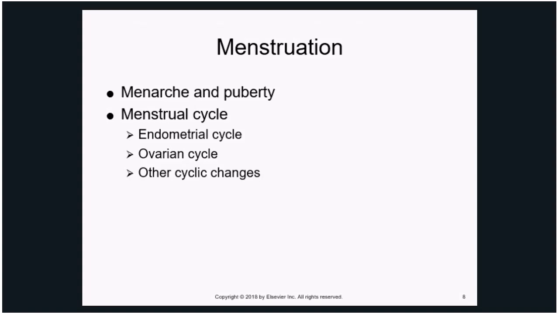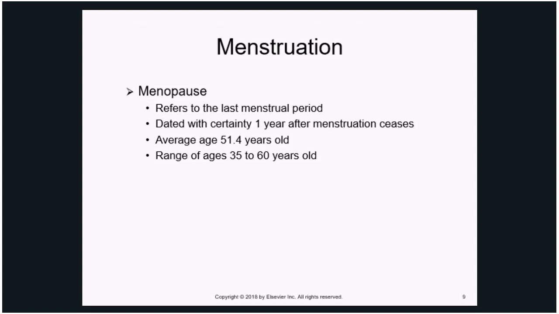Menstruation: the menarche and puberty, and the menstrual cycle include the endometrial cycle, ovarian cycle, and other cyclic changes. Menopause refers to the last menstrual period. Menopause is confirmed with certainty after a year after menstruation has ceased. The average age of menopause is 51.4 years old, but can range between 35 and 60 years old.